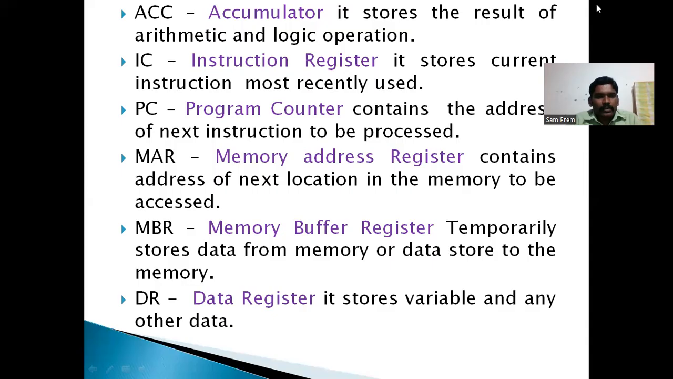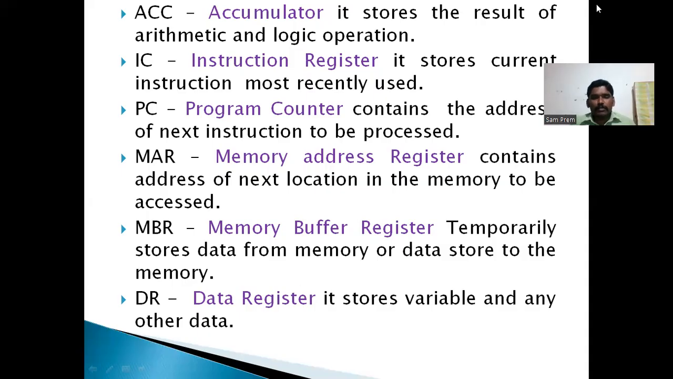And also IR. IR is the instruction register. It stores the current instruction, most recently used. That means the currently executing instruction will be stored in this register IR. And also the program counter contains the address of the next instruction to be executed. While one instruction is executing in the processor, after that we have to execute another instruction. The next instruction's memory location is stored in the program counter.